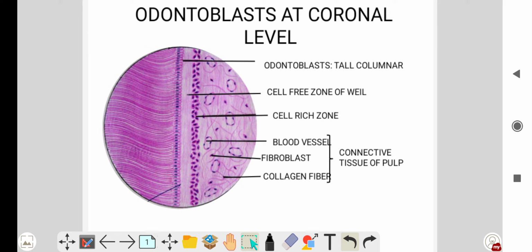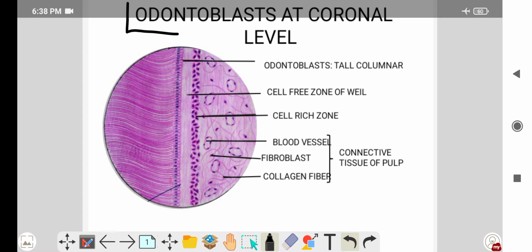Hello everyone, this is the next video on the cells, that is the odontoblast. So what is an odontoblast? An odontoblast is a cell that is responsible for the formation of the dentine.